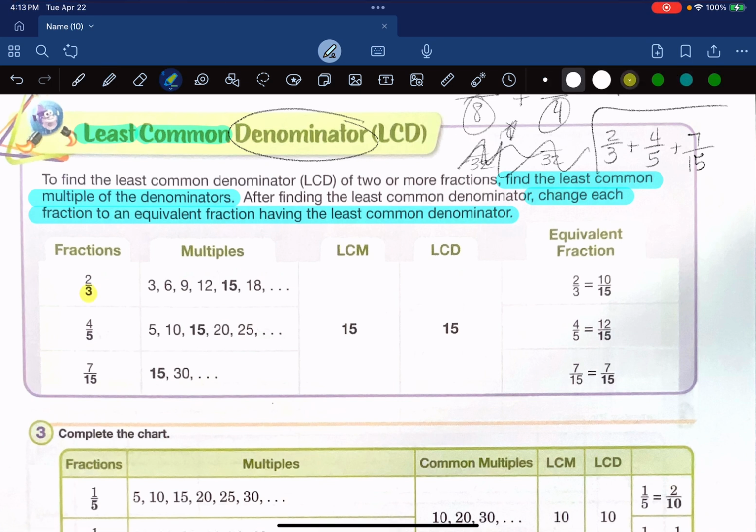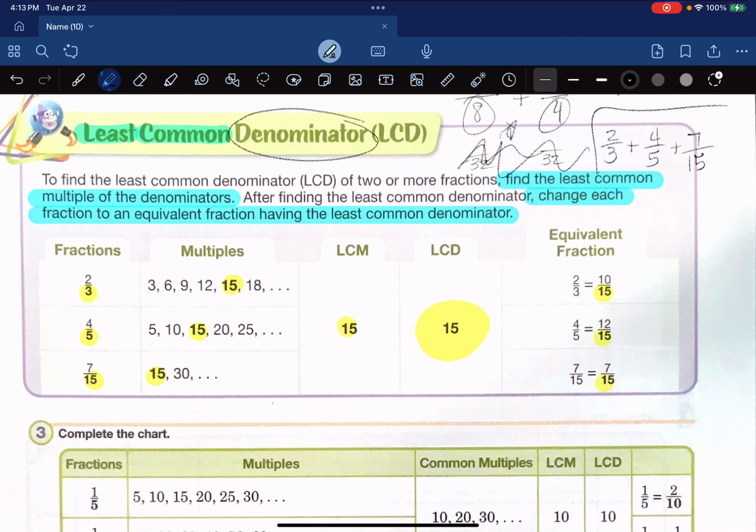Okay, so for example, you have your multiples of 3: 3, 6, 9, 12, 15, 18. Your multiples of 5: 5, 10, 15, 20, 25. And your multiples of 15: 15 and 30. Well, if I compare my 3s and my 5s, the first one and only one that matches up is 15. When I go to 15, that's the first one also. So the least common multiple, the only multiple that's common, is 15. So that means my denominator has to be 15. So this is how you're going to do this.